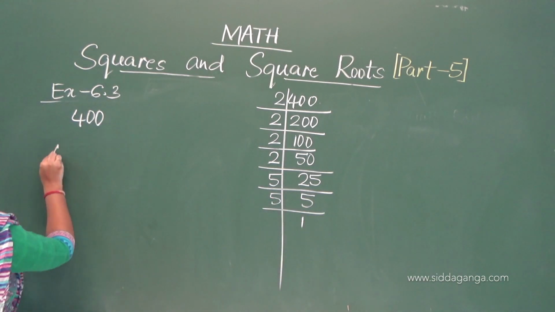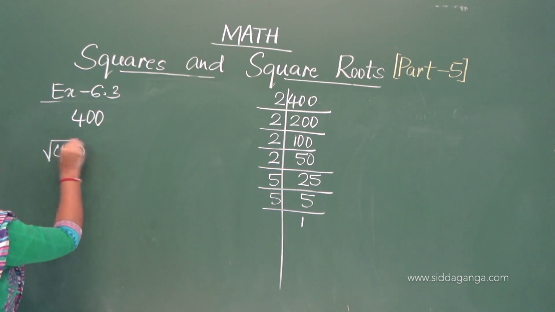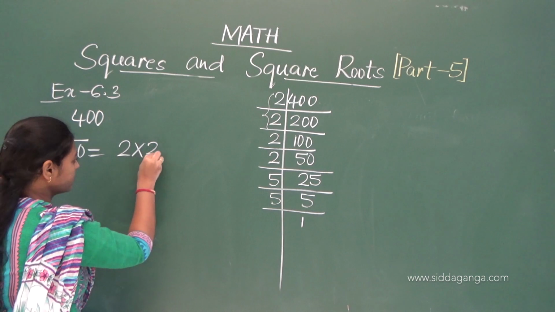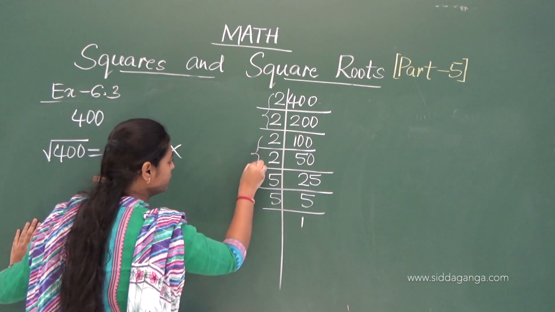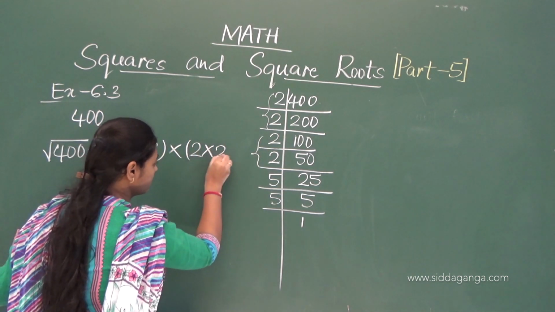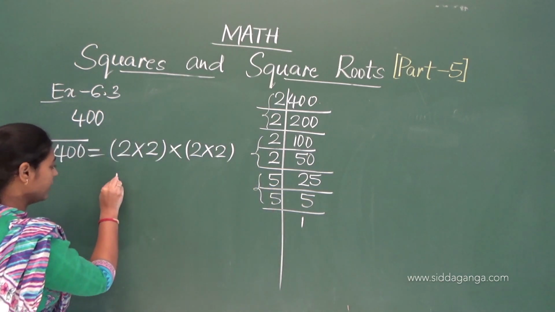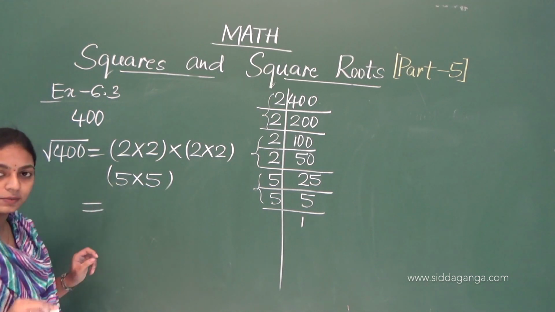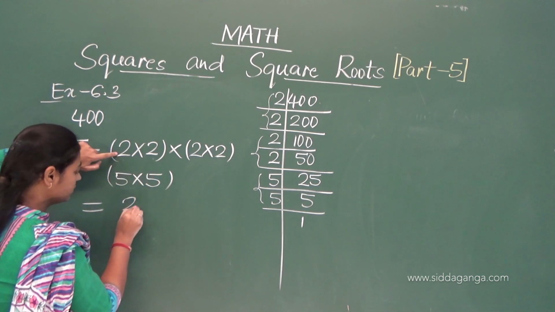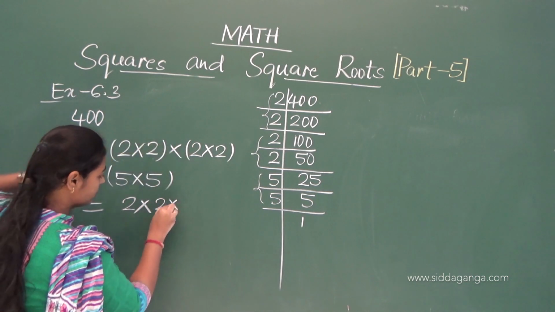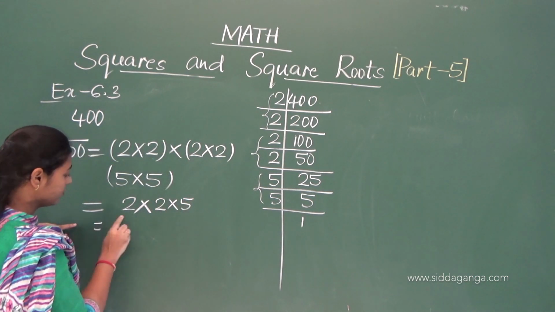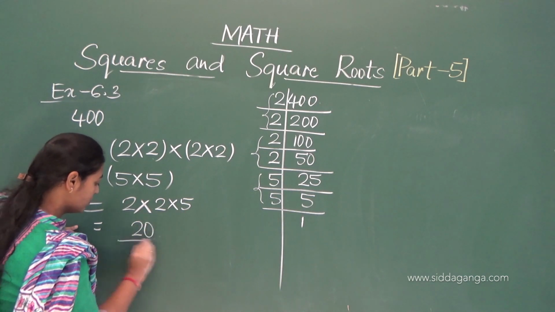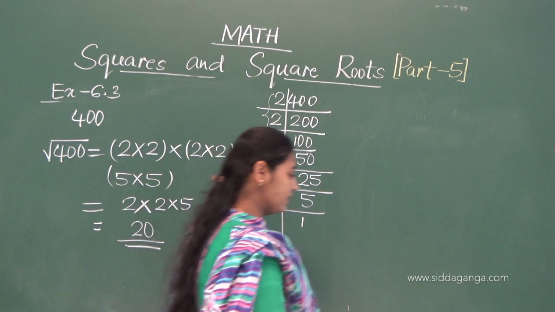So root of 400 is equal to 2 into 2 into 2 into 2, next 5 into 5. Next step is to take out one factor from each of these pairs: 2 into 2 into 5. That is equal to 2 twos are 4, 4 fives are 20. Root of 400 is 20.